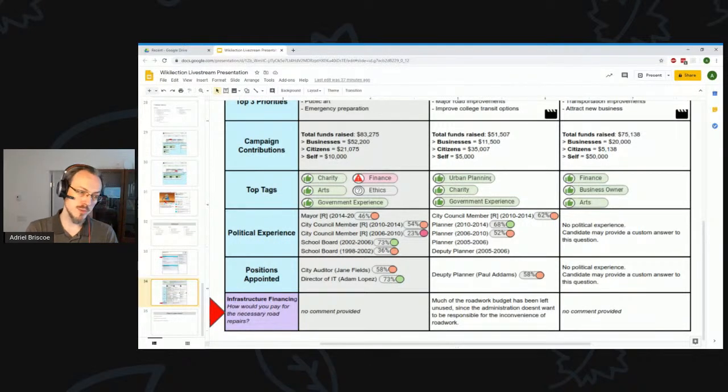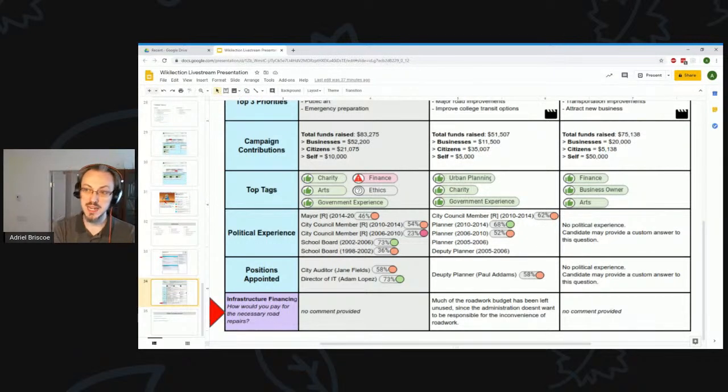And then that very bottom item for infrastructure financing, that's an example of a custom, community-selected election issue. So we can tell there the question is around infrastructure financing and how would you pay for the necessary road repairs. There's no answer from the first one and last one, but you can see that Diane, as a planner, has that on her radar, and she has an answer that she's given.